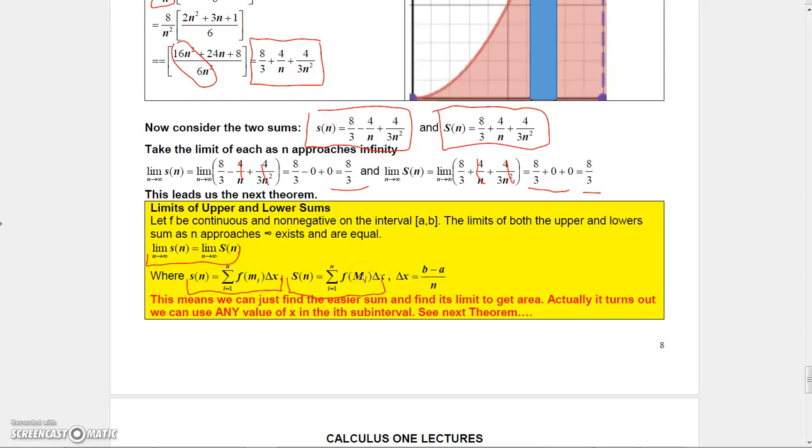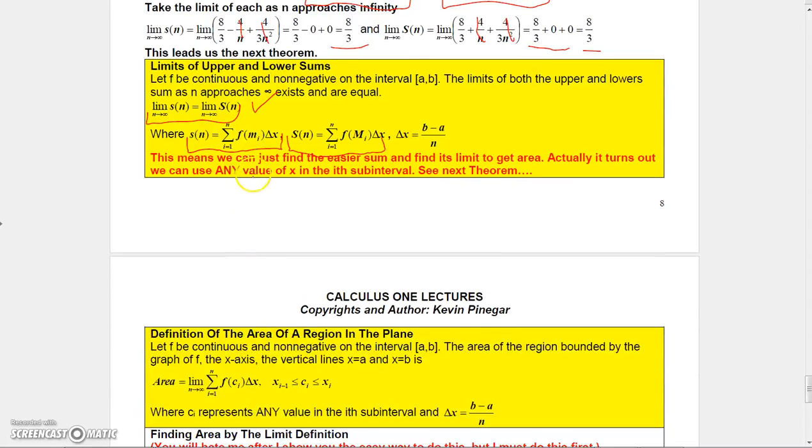So in other words, if the function is continuous and non-negative over the interval from a to b, then the limits of both the upper and lower sums as n approaches infinity do exist and must be equal. So this means we can just find the easier of the sums and find its limit to get the area.